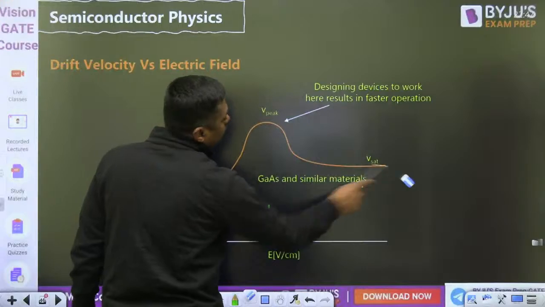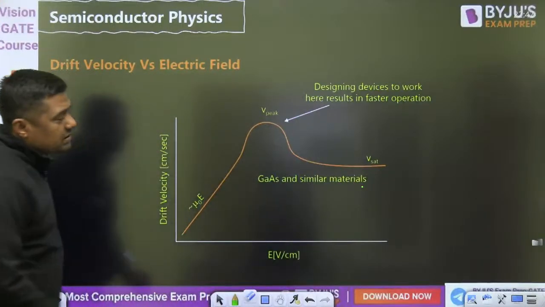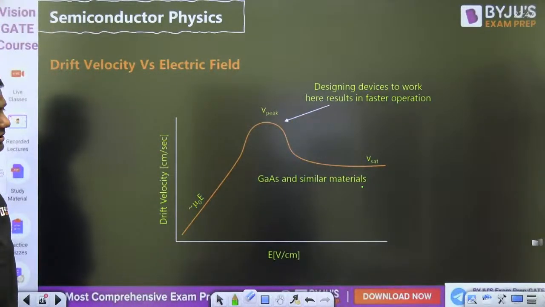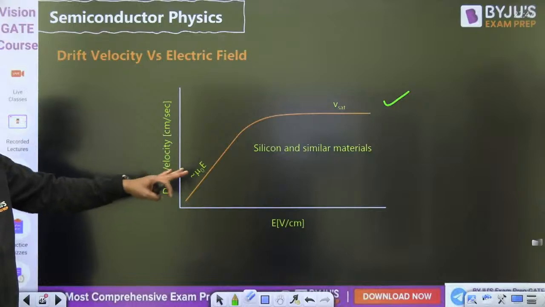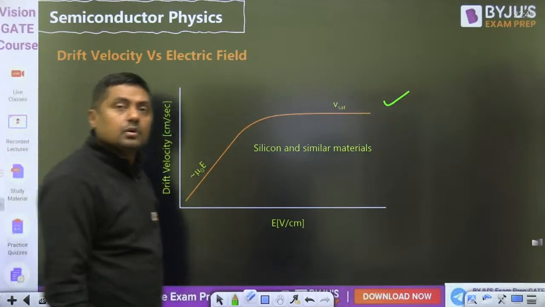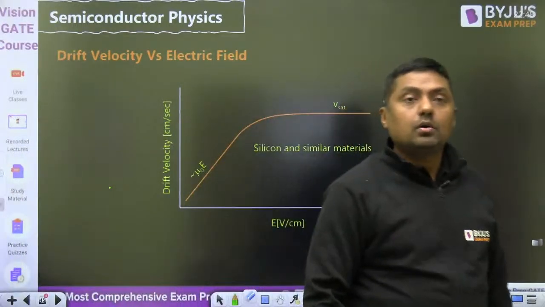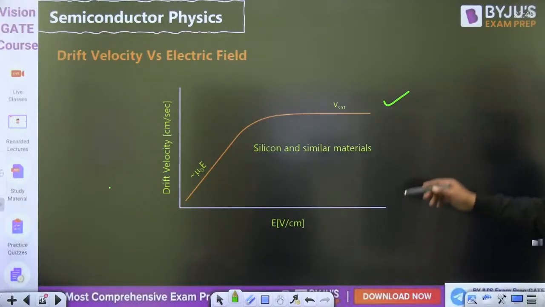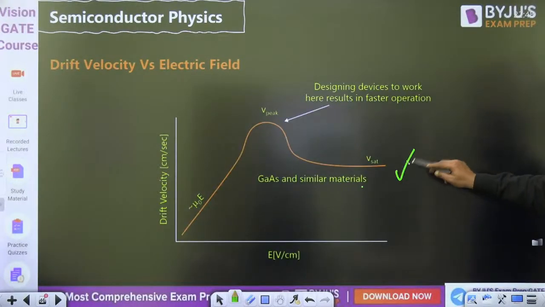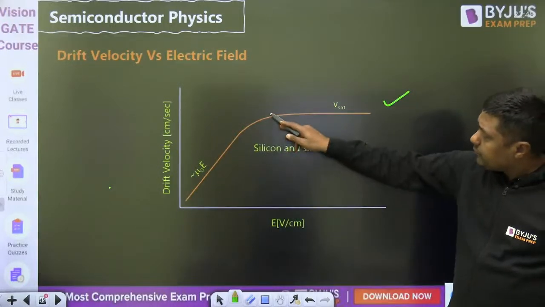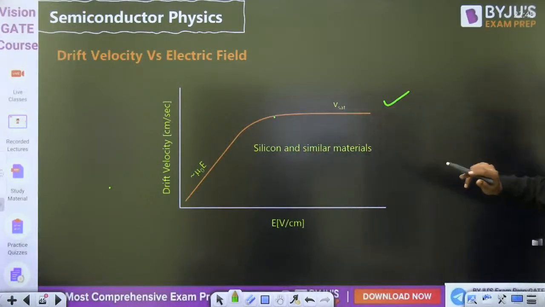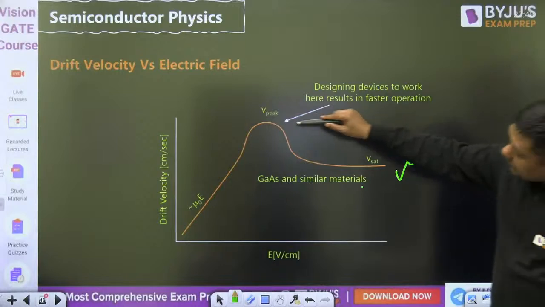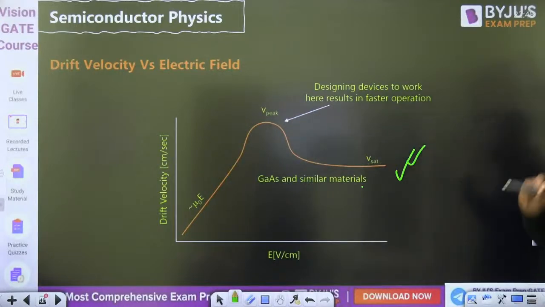If they are going to give a question, we are getting a different type of V versus E curve here as compared to that for silicon. This is for direct band gap gallium arsenide and similar types of material. So there is a slight difference. Here, once it reaches the maximum, it remains at the maximum. But here it reaches the maximum, then it decreases and then it saturates. That is the difference in the curve.